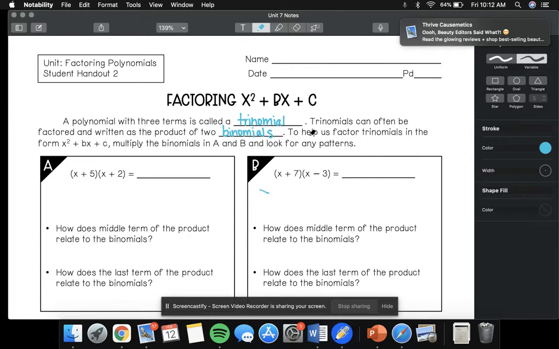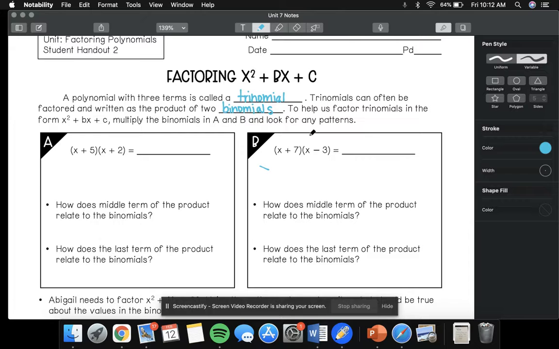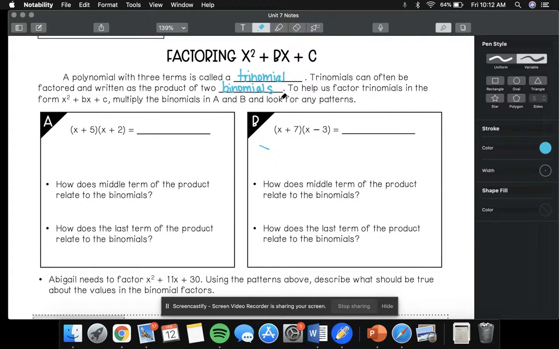To help us factor trinomials in the form x squared plus bx plus c, we are just going to look at something that we've already done, like these two problems, and see if we notice any patterns. So we are just going to simplify x plus 5 times x plus 2. We're going to double distribute. x times x is x squared. Then x times 2 is 2x. Then we'll multiply the 5 and get 5x, and 5 times 2 is 10.